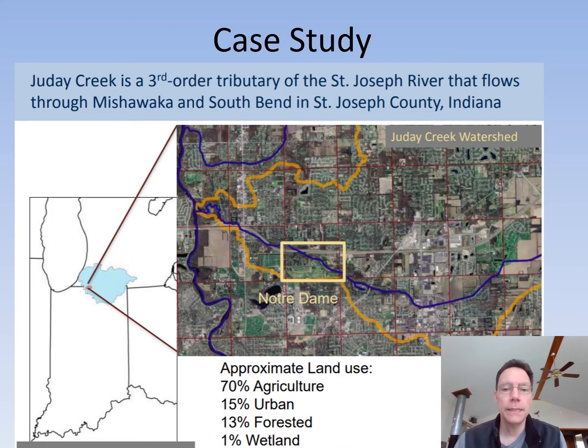Okay, a quick case study. This is a stream called Jude Creek in northern Minnesota. This is highlighted in Chapter 9 of the Protected Land book, by the way. Unfortunately, this stream has the history of a lot of streams in the Midwest. It is heavy agriculture land, 70% agriculture.